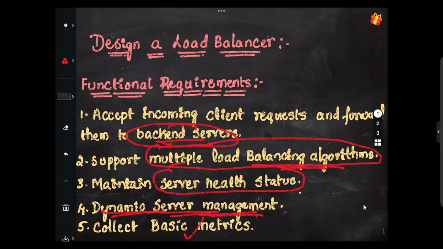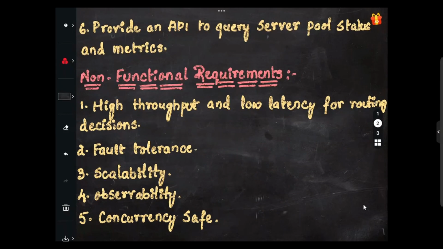Finally, let's move on with the last one here. Provide an API to query server pool status and metrics. We should be able to provide an API to query the server pool status and metrics. Next, let's move on with the non-functional requirements.